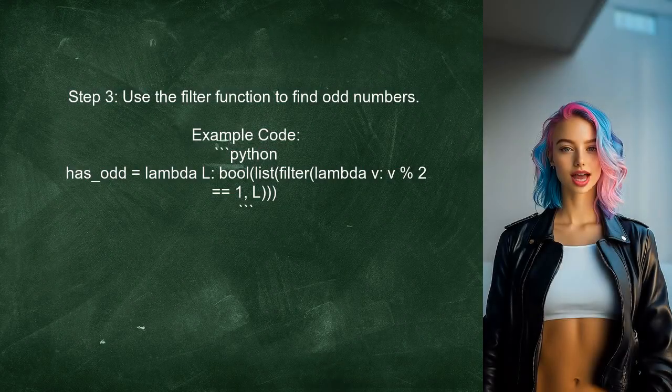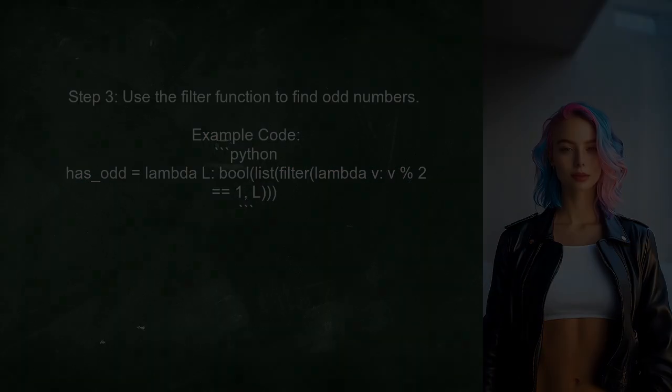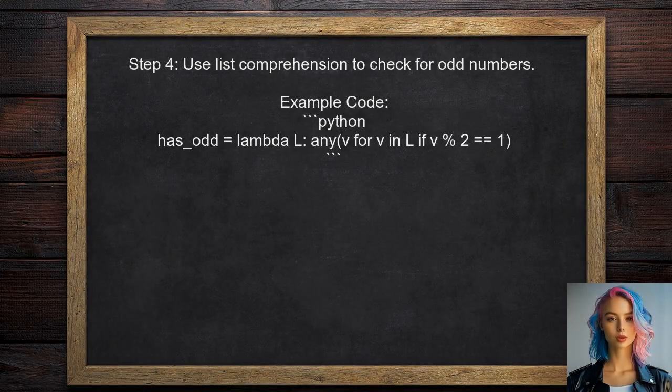Another option is to use the filter function. This allows the user to filter out odd numbers and check if any exist in the list. Lastly, the user can also use list comprehension to achieve the same result. This method is both readable and efficient.